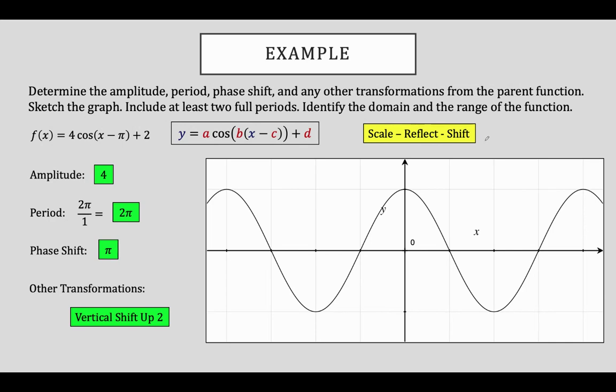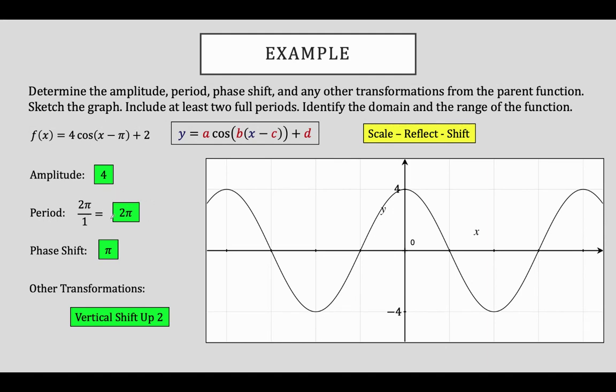All right. First, a, amplitude. That's our vertical scaling. If we have an amplitude of 4, that means that our wave has to travel 4 units above the midline, and it has to travel 4 units below the midline. Now we have an amplitude of 4. We did our vertical scaling.